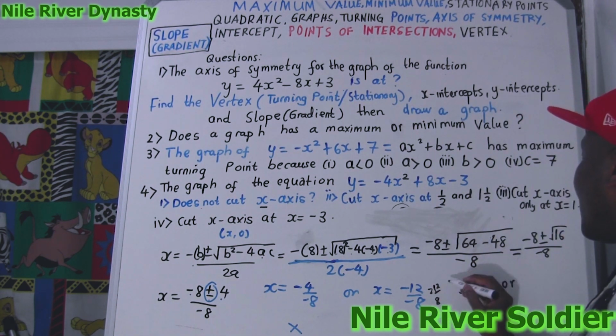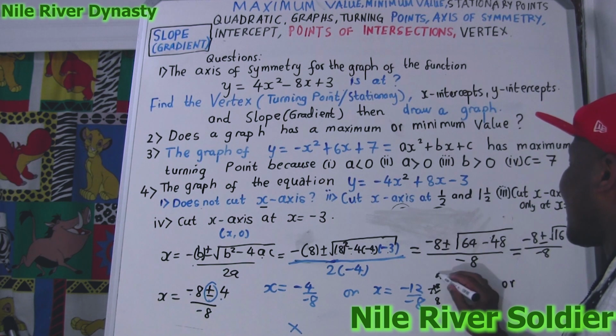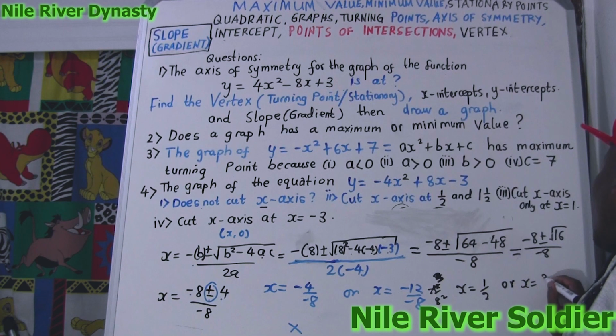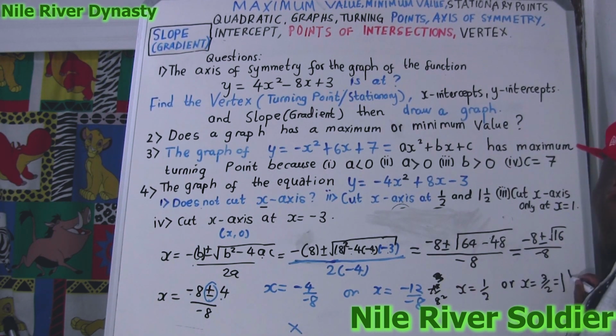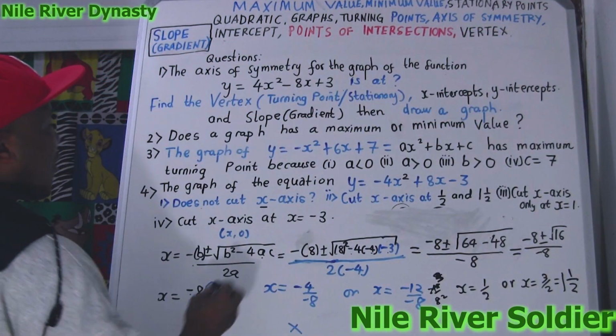Okay, so if you divide this by 4, 4 is the common number. How many 4 in 12? There are 3. How many 4 in 8? There are 2, so 3 over 2. So x equals 3 over 2. But what is 3 over 2? How many 2 in 3? 1, and we'll be left with 1 over 2. So that is 1.5. So this is going to be our option, option 2.